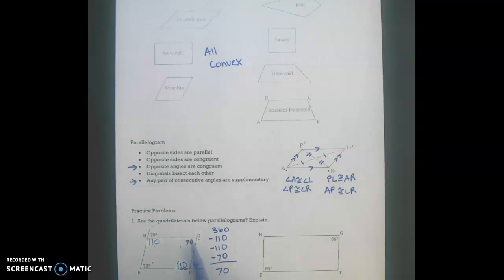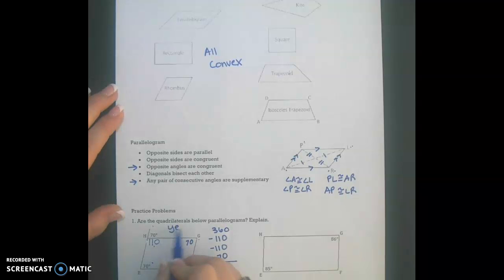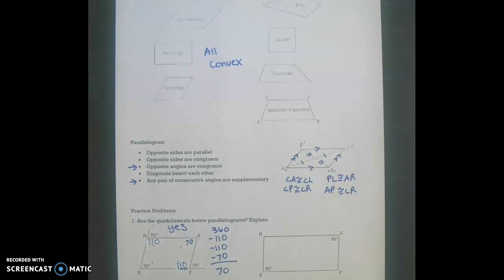So my opposite angles are congruent, and any two consecutive angles are supplementary. So yes, this first one is a parallelogram. Let's look at the second figure here.